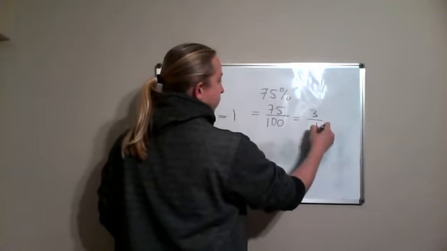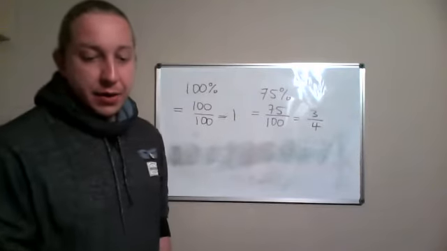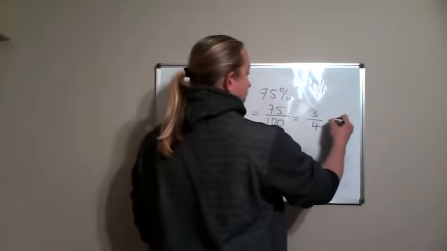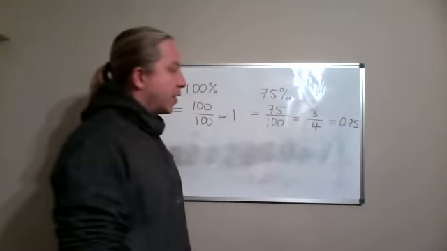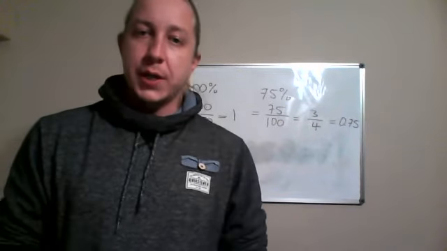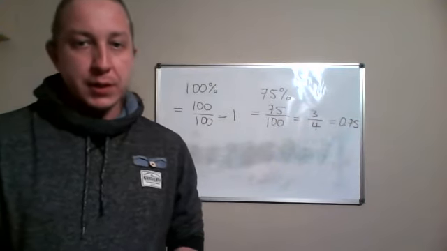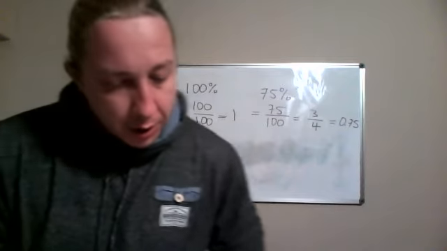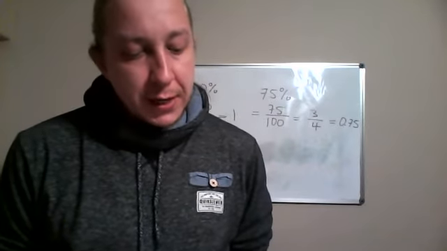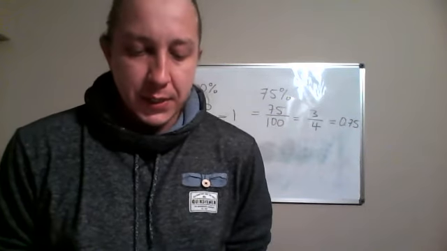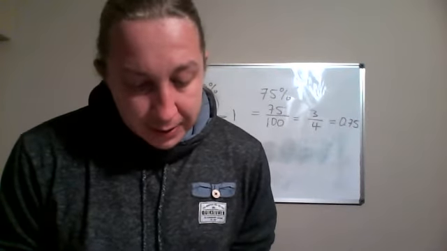Divide by 25, we get 4. So we get 3 over 4. And 3 over 4 is 0.75. Okay? Because remember, a quarter is 0.25. 3/4 is 0.75. All right. So if you look at that first example, they go through 50%, 25%, 10%, and 5%. Okay? It's all exactly the same.